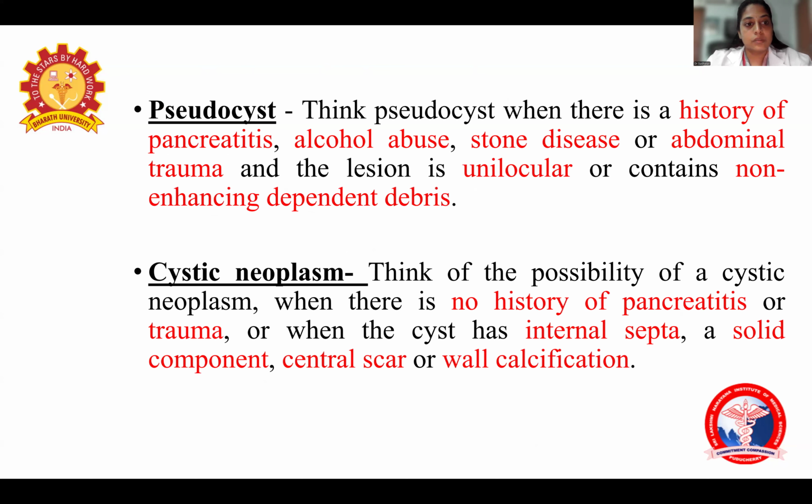Coming to this, in a pseudocyst, as I've already told you, you have to think of a pseudocyst when you are dealing with a patient with pancreatitis, alcohol abuse, or calculus conditions, abdominal trauma, or if you see a unilocular cystic lesion. Unilocular means just a single locule, no septa or fibrin, just one single cystic lesion. Sometimes it may contain non-enhancing debris. In these cases, you can think of a pancreatic pseudocyst.